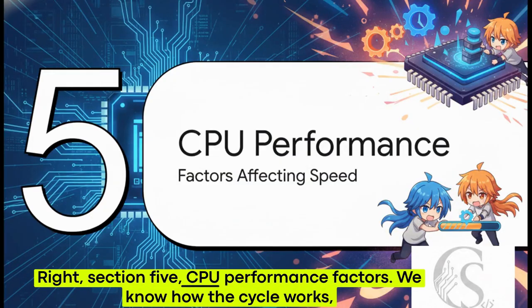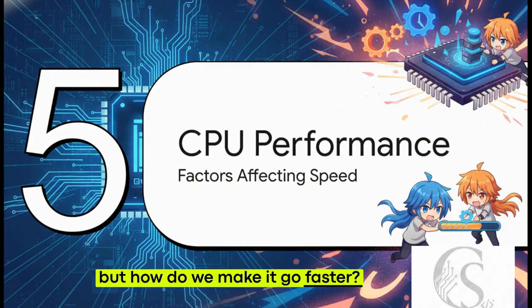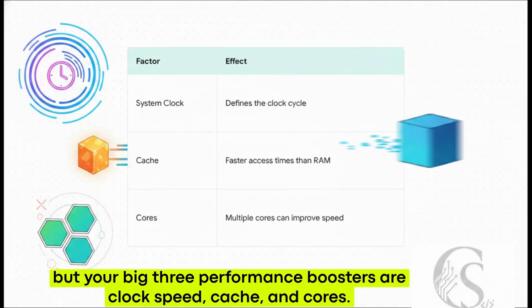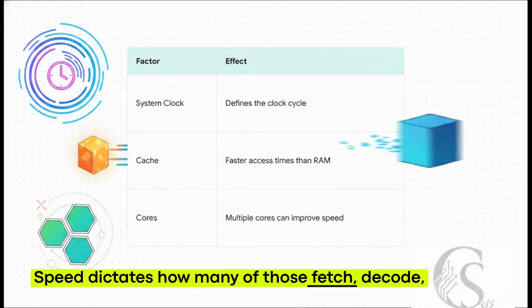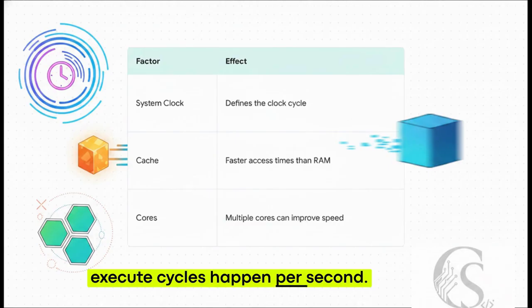Right, Section 5, CPU performance factors. We know how the cycle works, but how do we make it go faster? Increasing the bus width helps, sure, but your big 3 performance boosters are clock speed, cache, and cores. Clock speed dictates how many of those fetch-decode-execute cycles happen per second.